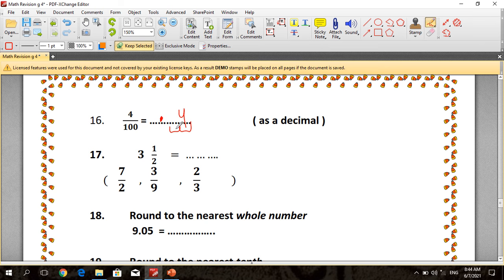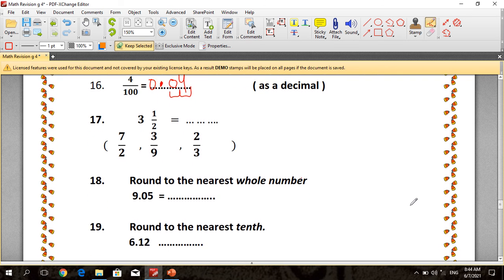But miss, we have an empty place here. Will we leave it like that? No, so we need to put 0 here. And this place is empty, so just put a 0. So 4 over 100 equals 0.04. Okay? Now let's see the second question.